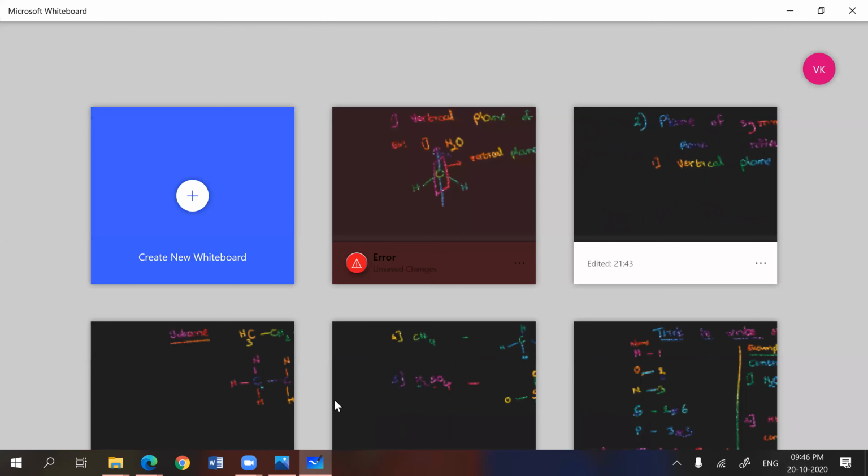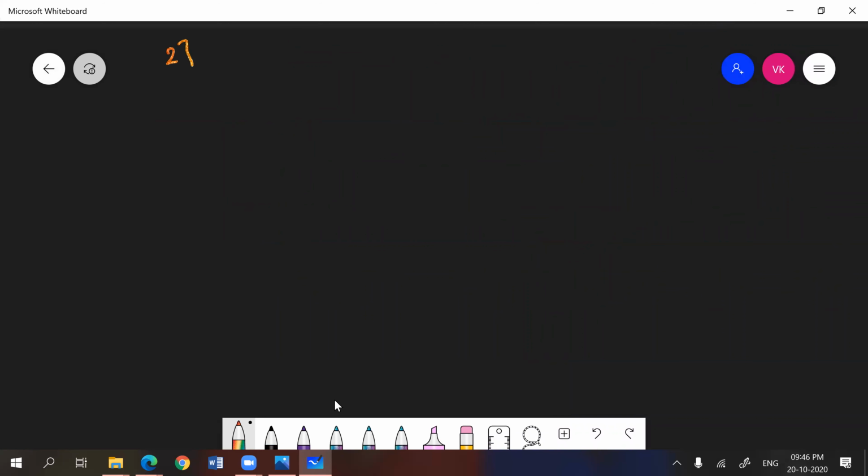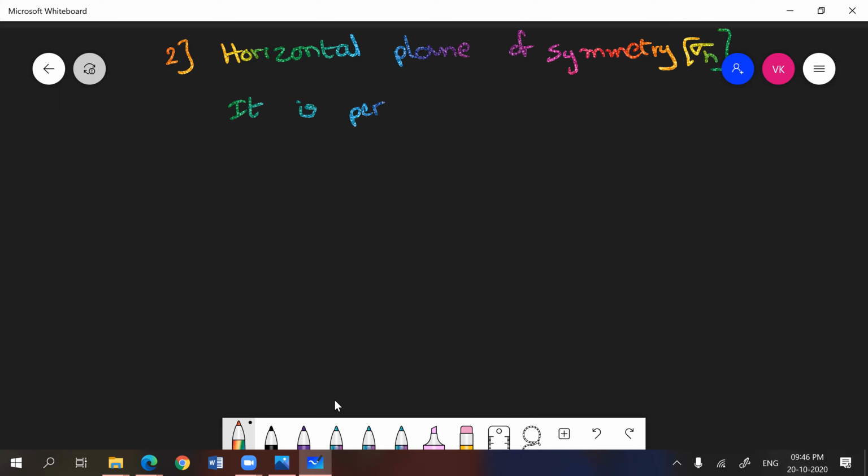Now let us discuss horizontal plane of symmetry. It is indicated with sigma h. This plane is perpendicular to the principal axis.